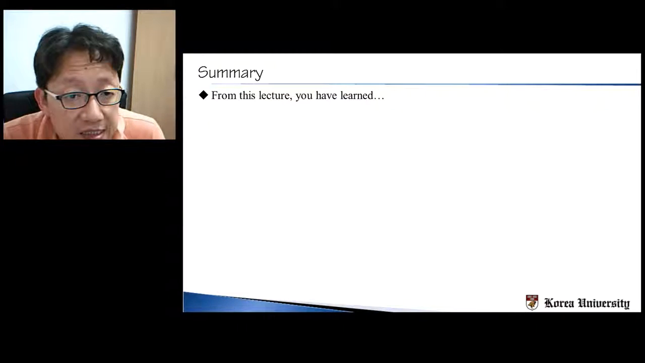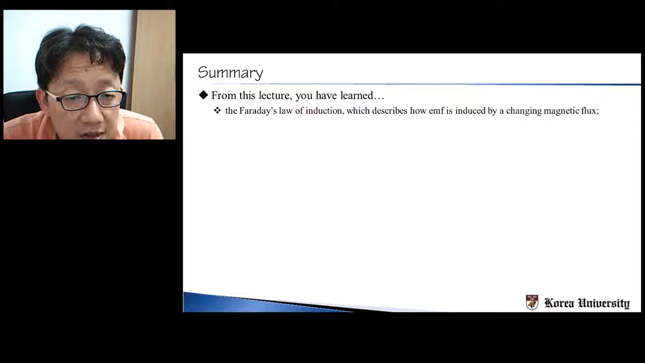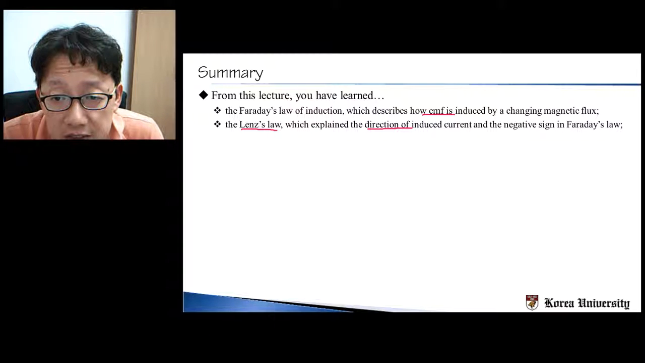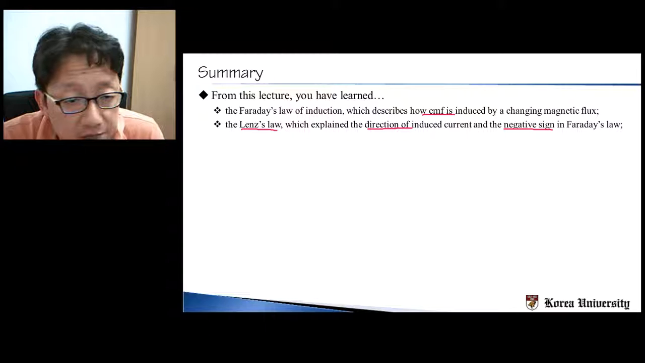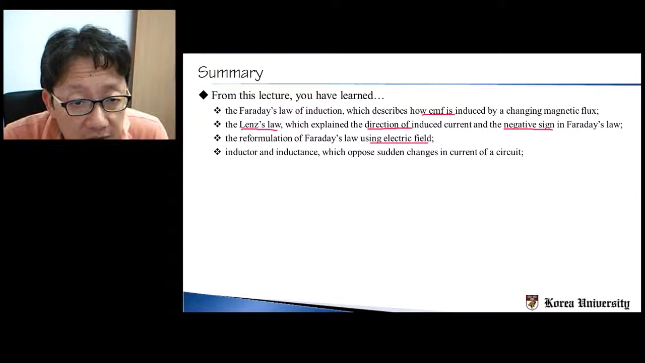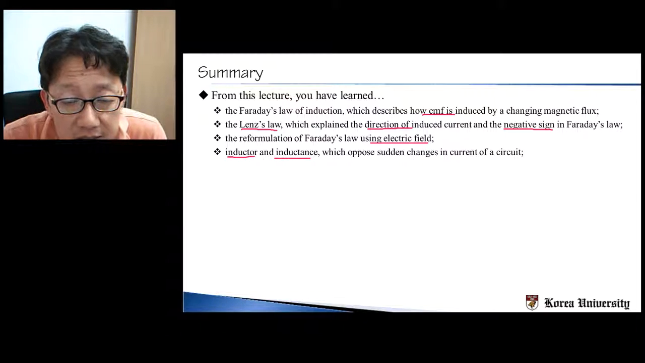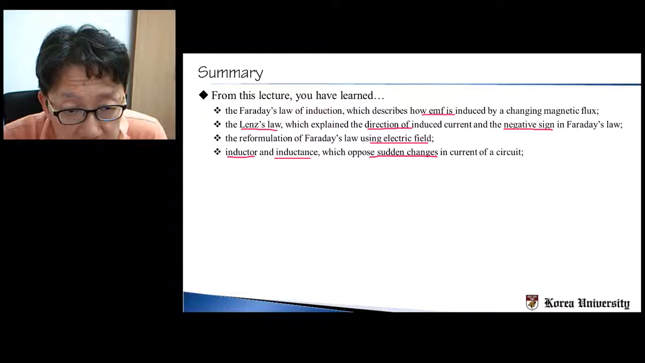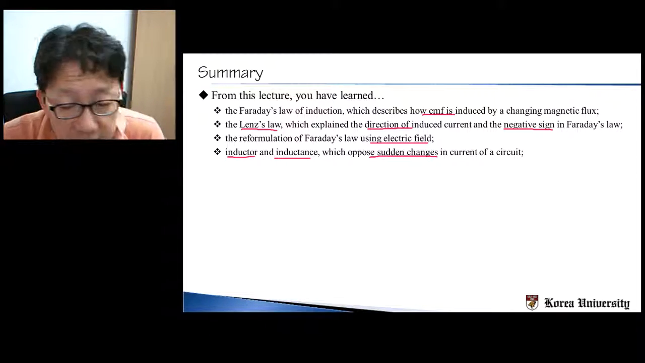Now let me summarize this lecture. In this lecture, you have learned Faraday's law of induction, which described how EMF was induced by a changing magnetic flux. We also learned Lenz's law, which explained the direction of the induced current and the negative sign in Faraday's law. We also learned that Faraday's law actually has to be reformulated using the electric field. And we learned a device called the inductor and its inductance. This inductor is important in electric circuits because it opposes sudden changes in current, just like capacitors oppose sudden changes in electric charges.